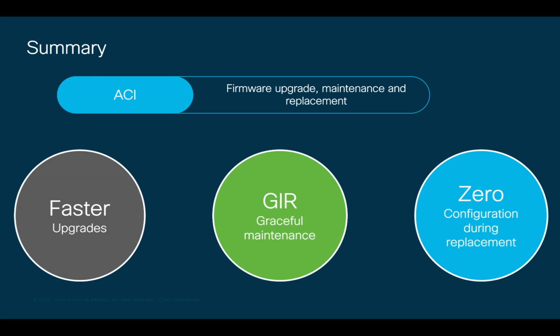As a summary, we learned how we can perform faster upgrades from a single place, avoiding TFTP servers, and even automatically update new switches as they come. We can also use maintenance mode to gracefully isolate specific nodes and replace leaves without reconfiguration, making a real difference when comparing to traditional networks. ACI provides you with a better, simpler, and secure network, any size, anywhere, and on any cloud.